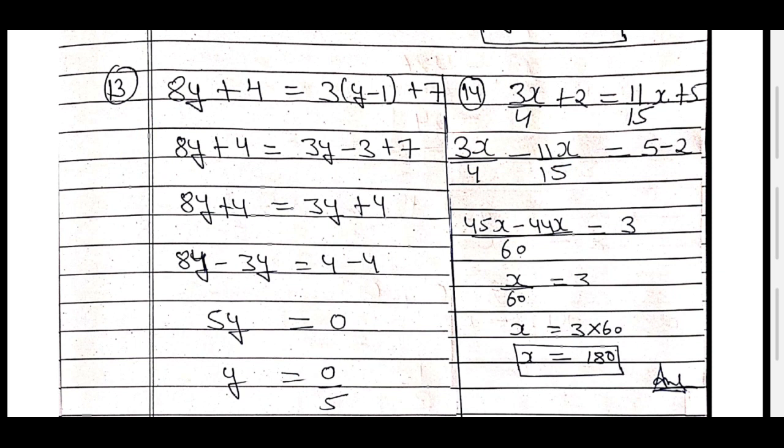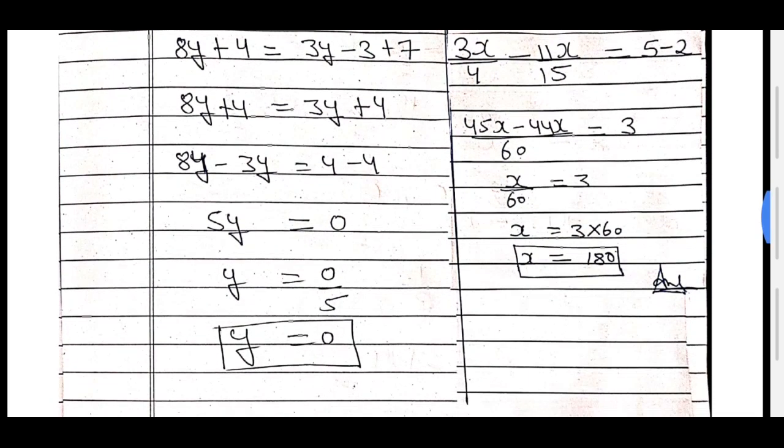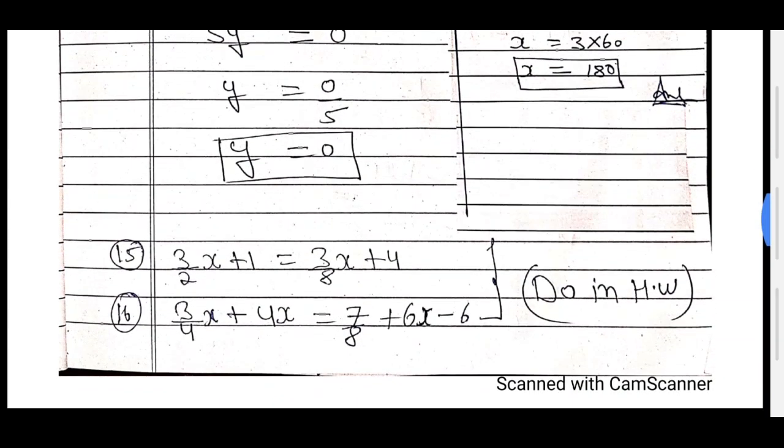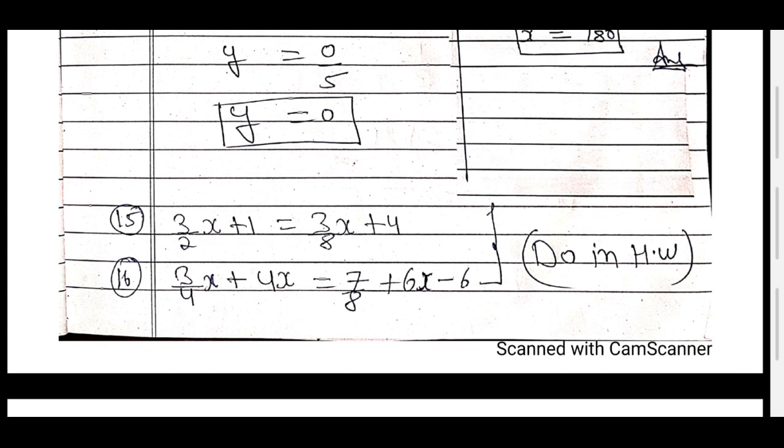45x minus 44x upon 60 is equal to 3. When you subtract, you get here only x, or you can say 1x, or only x, upon 60 is equal to 3. 60 here in divide, comes here in multiply, finally you get 180. So what is the value of x? That is 180. Similarly, 15 and 16 parts you have to do by yourself in homework.